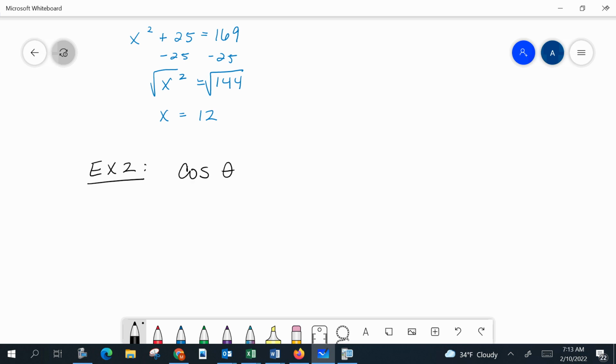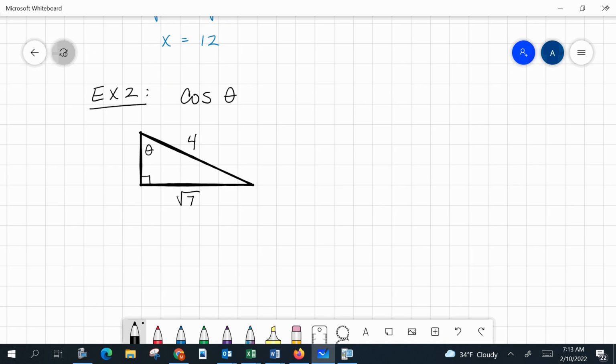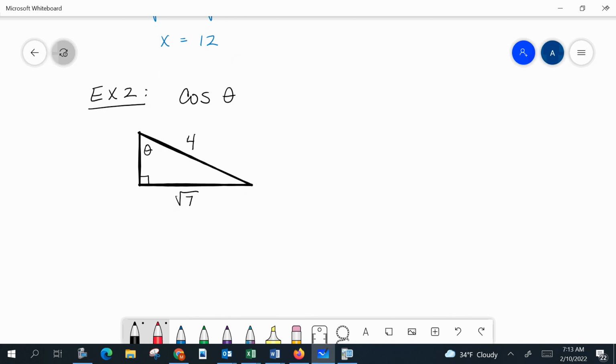Okay, so this time I'm going to draw a triangle, and we're going to label this side 4, and we're going to label this square root of 7, and we're going to denote theta as being this angle. So this picture right here, this is what you would be given. Okay, so when I look at angle theta, I'm going to label this the opposite side, this the hypotenuse, and again, I'm missing the adjacent side. And so I'm going to have to use the Pythagorean theorem to find the adjacent side.